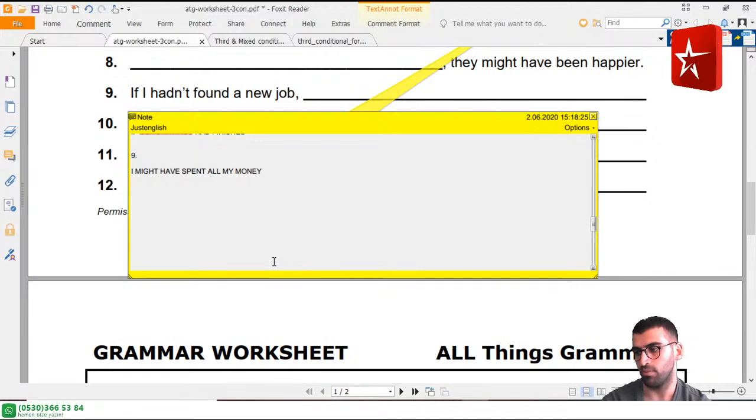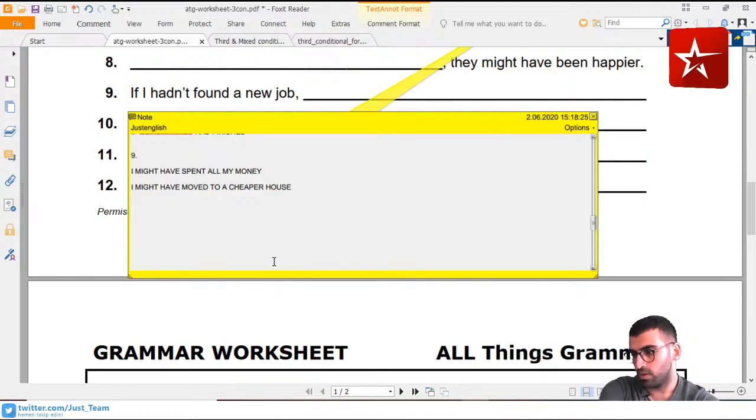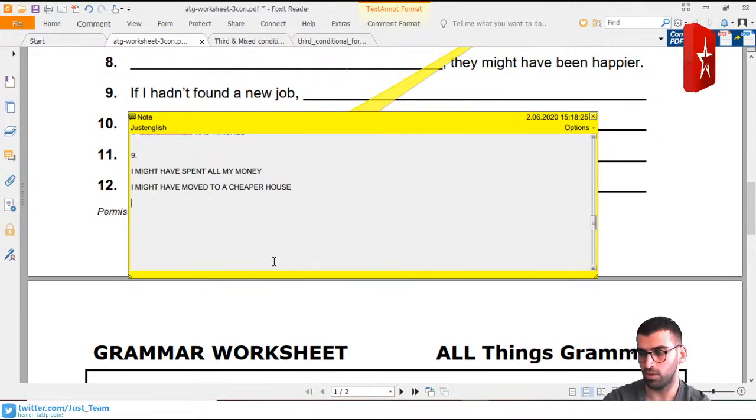Okay, Nejat says I might have moved to a cheaper place. Yes, I might have moved to a cheaper house to live. I would have done a master's degree. Where, Munevver, where are you planning to do your master's? And Mr. Ramadan says I would have bought a new car.